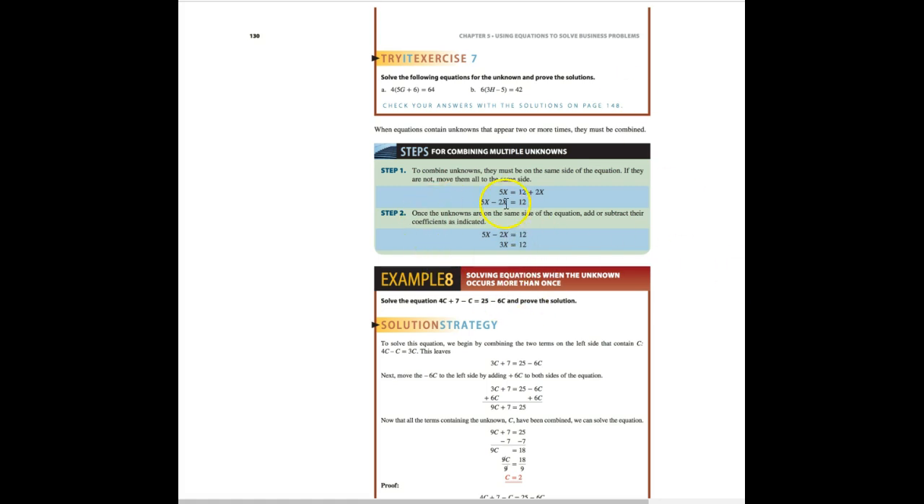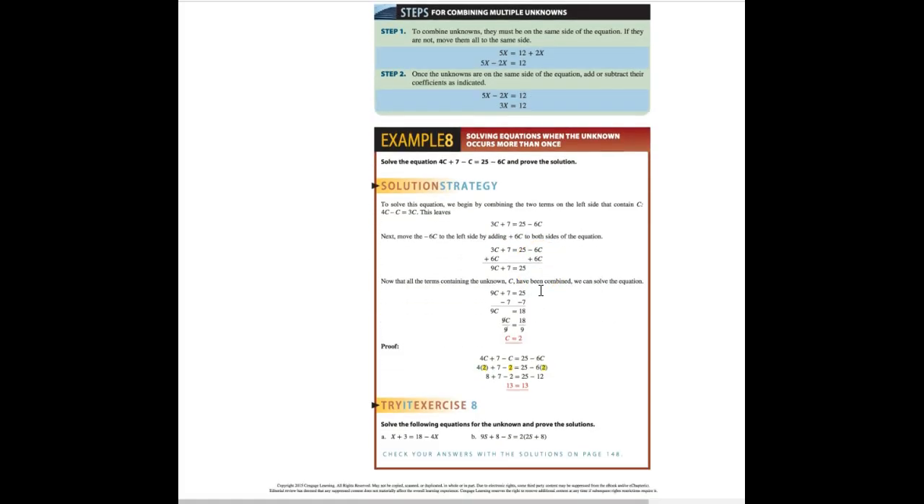In this one, it's 5x equals 12x plus 2x. In order to bring the 2x to the other side, you have to do the opposite. So we're going to subtract 2x from each side, which is how they got this. 5x minus 2x equals 12. Then we're simply going to add or subtract that together. So in this case, 5x minus 2x is 3x equals 12. And then we can solve from there. Then we would divide each side by 3, x equals 4. So let's take a look at example 8.